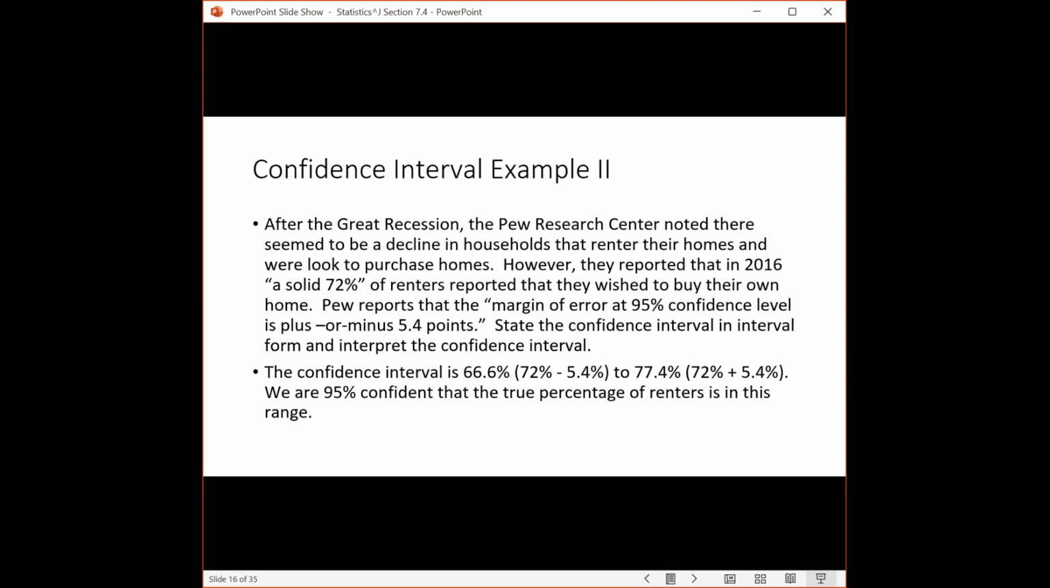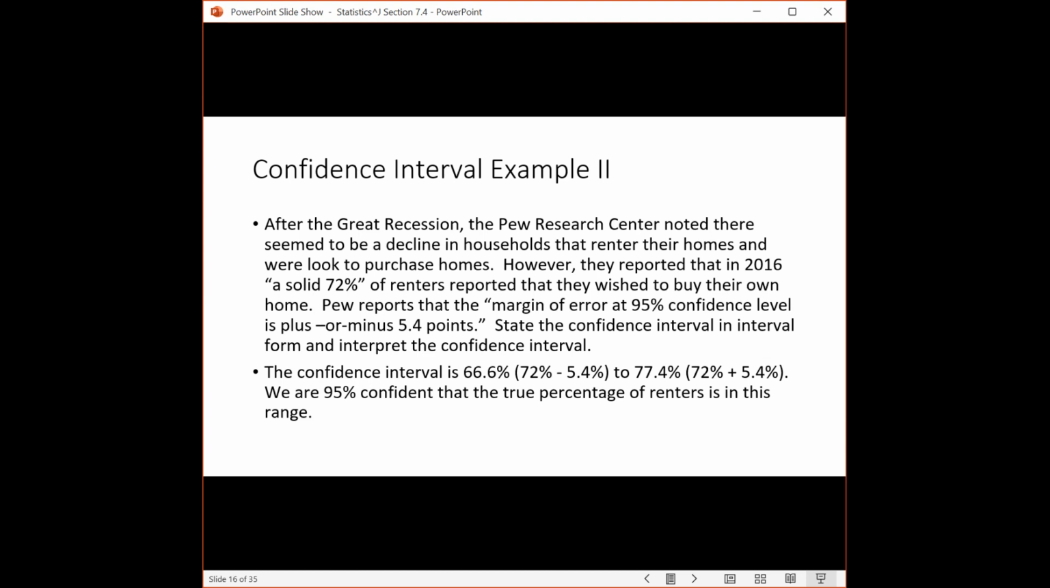After the Great Recession, Pew Research Center noted there seemed to be a decline in households that rented their homes and were looking to purchase homes. A couple of typos there. However, they reported that in 2016, a solid 72% of renters reported that they wished to buy their own home. Pew reports that the margin of error at the 95% confidence level is plus or minus 5.4 points.